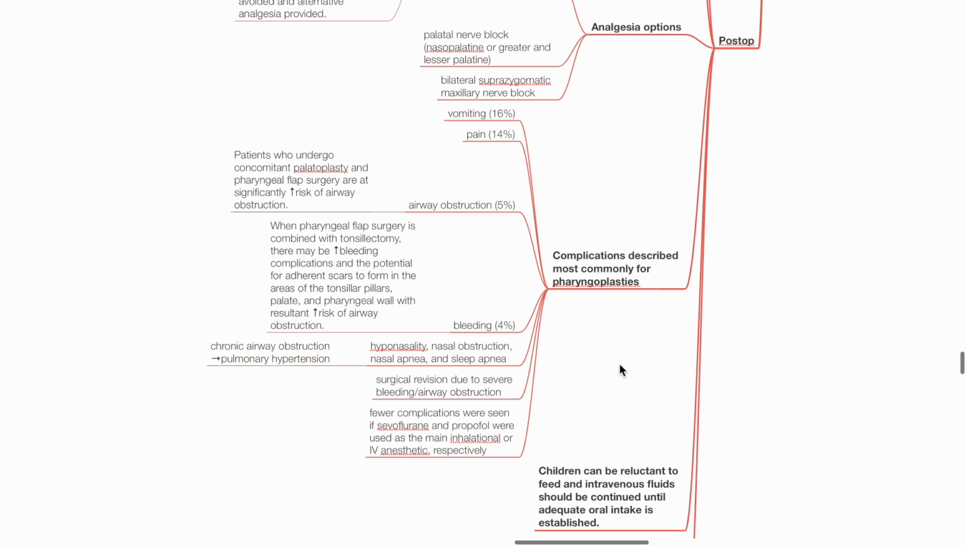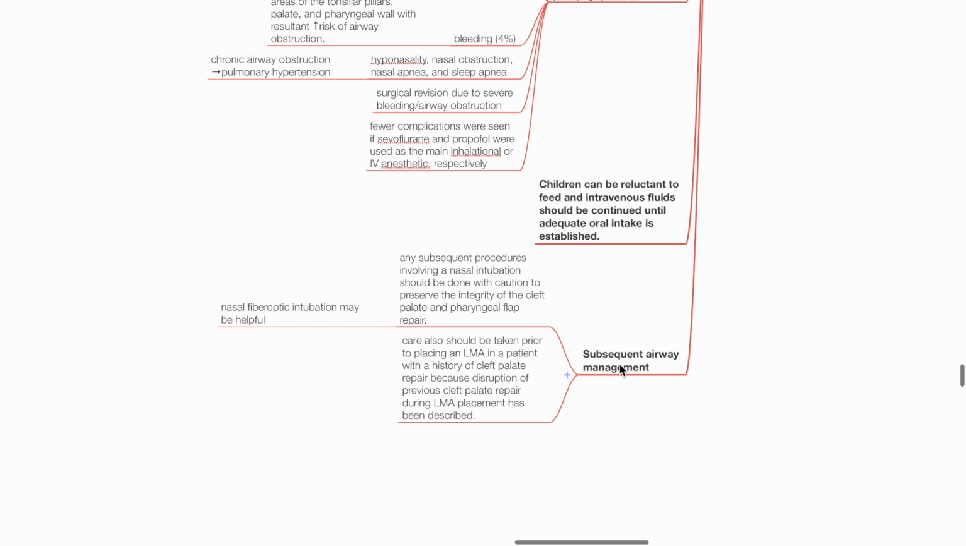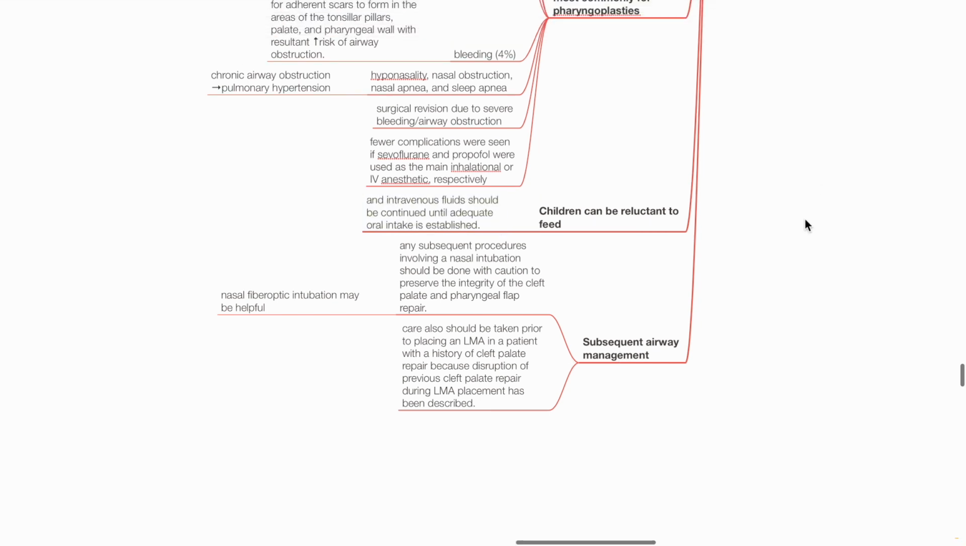Children can be reluctant to feed. IV fluids should be continued until adequate oral intake is established. Regarding subsequent airway management, any subsequent procedures involving nasal intubation should be done with caution to preserve the integrity of the cleft palate and pharyngeal flap repair. Care should be taken prior to inserting an LMA in a patient with history of cleft palate repair due to the risk of disruption of cleft palate repair during LMA placement.